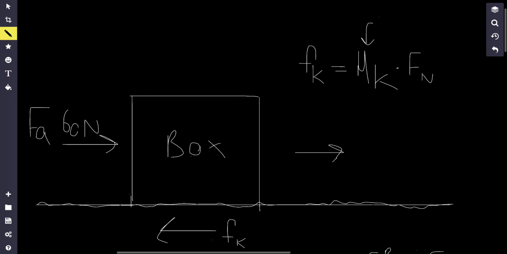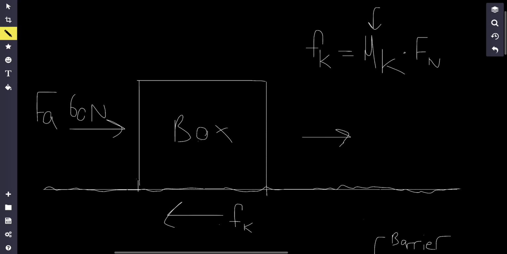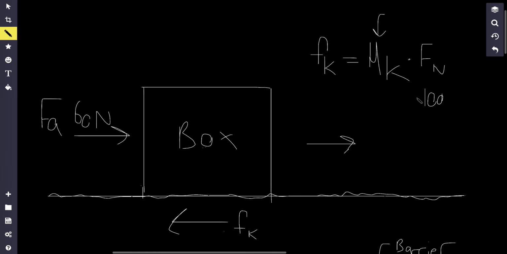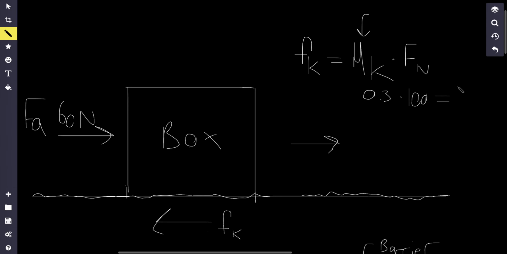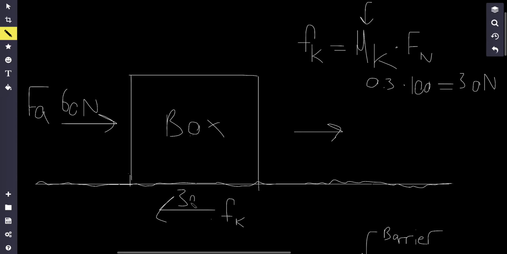But kinetic friction is much simpler than static friction. There is no max kinetic friction for this, so you're going to be chilling on that part. So let's say once again my normal force is 100, and my coefficient of kinetic friction is equal to 0.3. That's going to give me a result of 30 newtons acting in the opposite direction of the applied force.